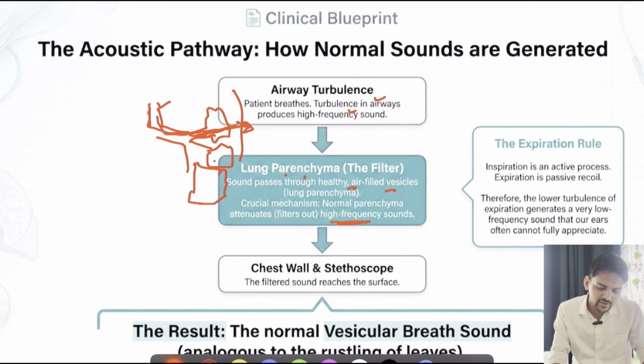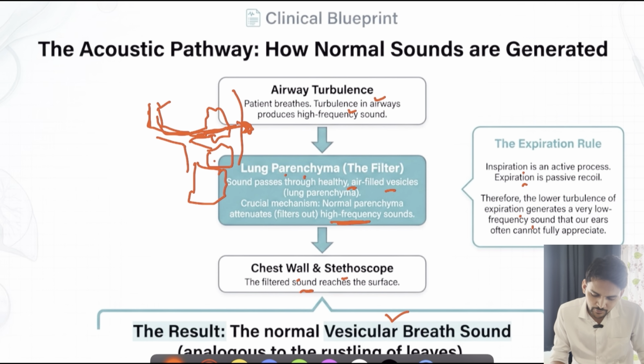And we have kept the stethoscope over the chest wall and we are auscultating there. So this filtered sound will reach the stethoscope. This is what we are hearing. And we know that inspiration is an active process, whereas expiration is just the passive recoil. Therefore, the lower turbulence of expiration will generate very low frequency sounds that our ears often cannot fully appreciate. That's why the resulting breath sound when the individual is breathing normally will be vesicular breath sounds.